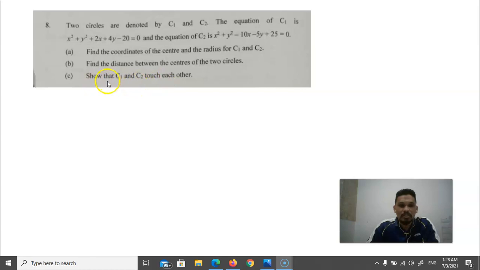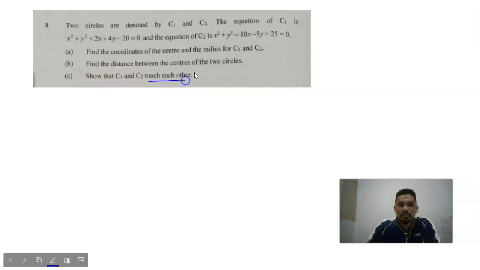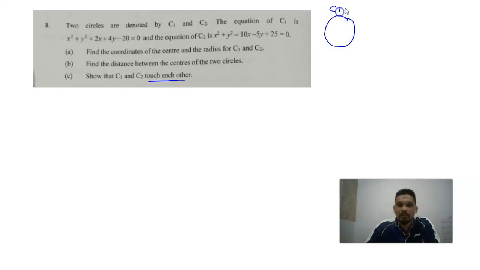To show that C1 and C2 touch each other, it is something like this. This is circle number 1 and this is circle number 2, for example. Which is bigger does not matter here. The matter here is that they touch at one point. I'm sorry for this. Maybe you can see that it touches at more than one, but assume that it touches at one point only here.